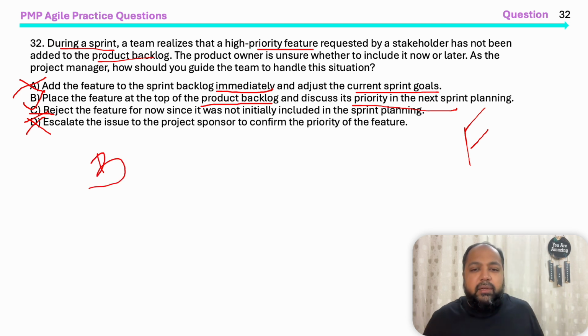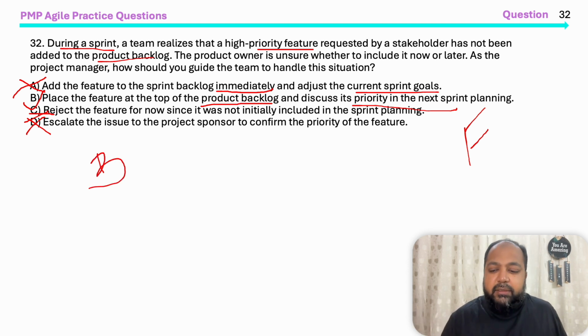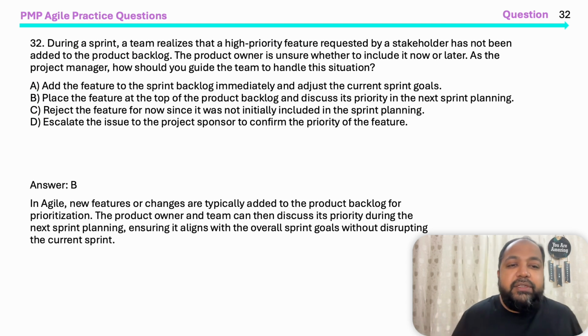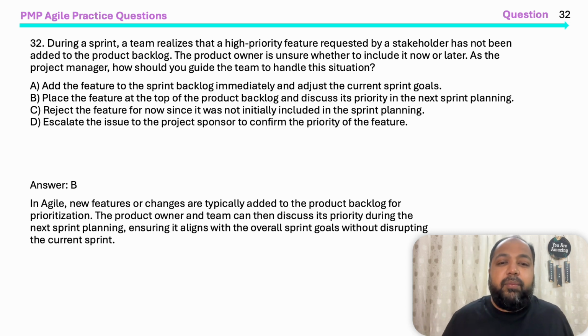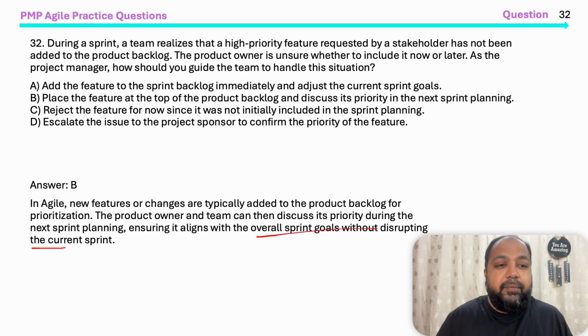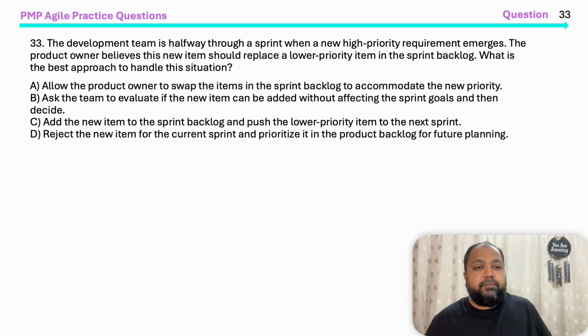Put it in the backlog and then look into it in the next sprint. Let's see the answer. Yes, B is the right answer. In Agile, new features or changes are typically added to the product backlog for prioritization. The product owner and the team can discuss its priority during the next sprint planning, ensuring it aligns with the overall sprint goals without disturbing the current sprint. See, without disturbing, that's important. Hope you learned something about focus in Agile sprints. Let's go to the next question.